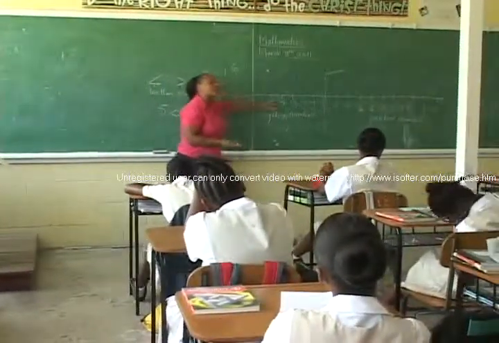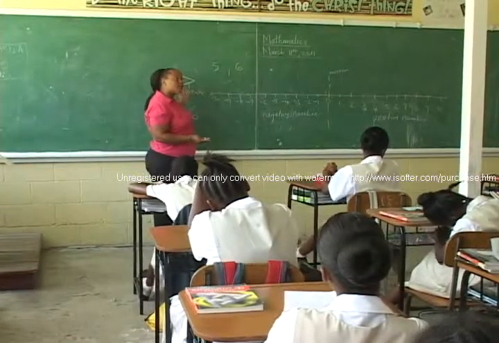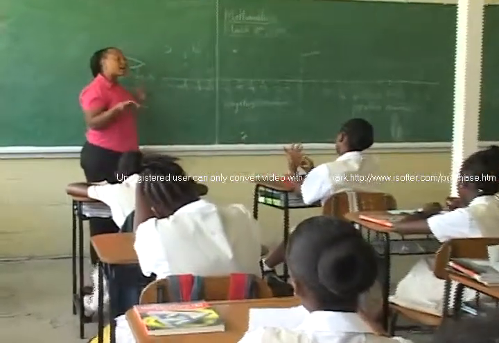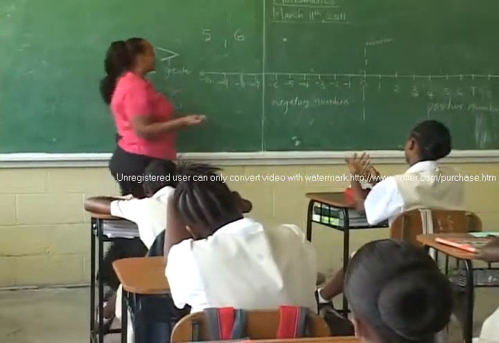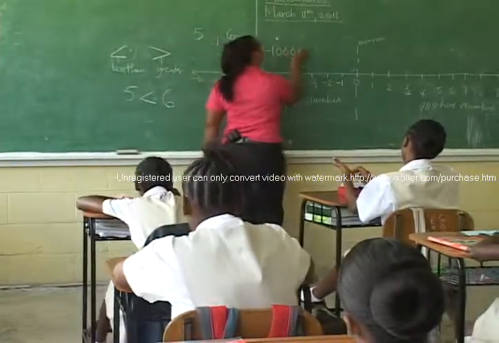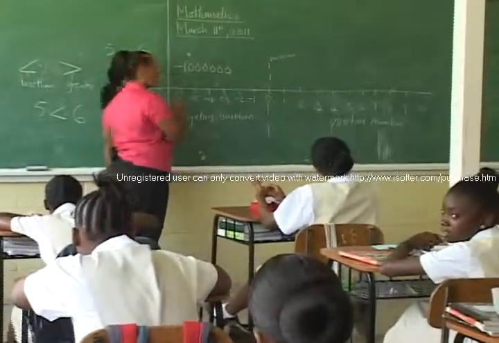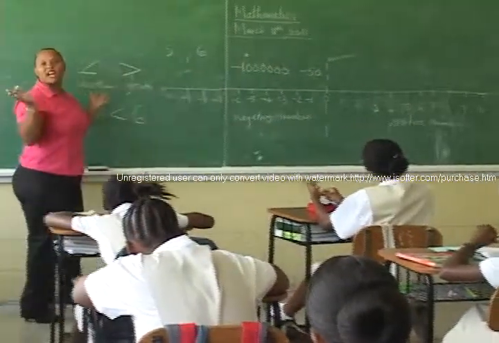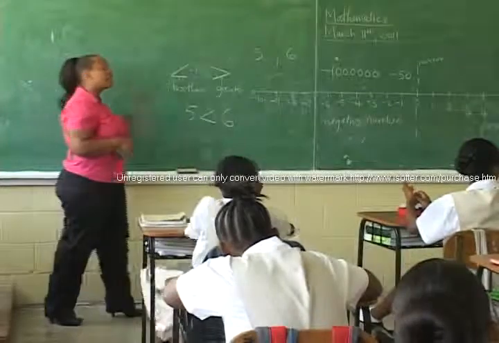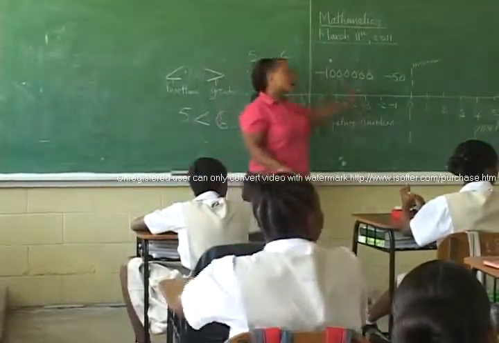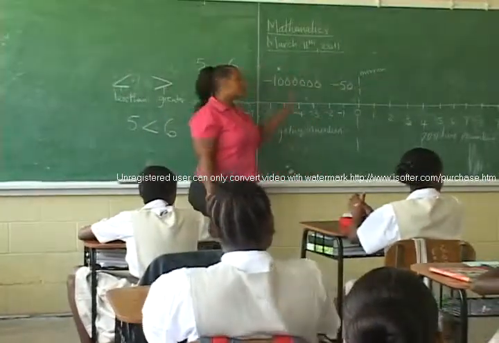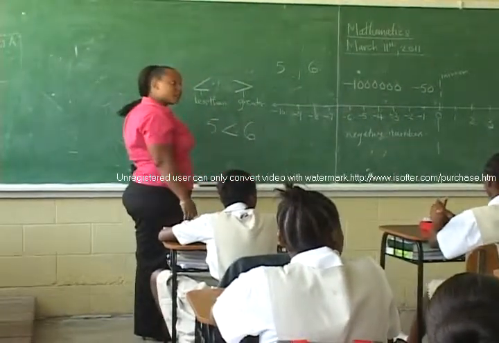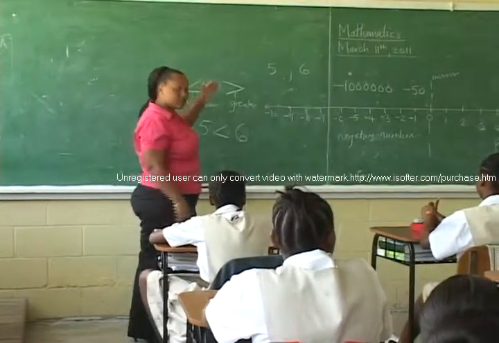Because remember, the further left we go, the smaller the number is getting. So the bigger the negative, what happens? The smaller it is. So if we have -1 million, that's really small, right? And we have -50. -50 would be bigger, because -50 would be closer to the positive numbers. So the further away from the positive numbers you go, the smaller the number is getting. Right? You understand that?